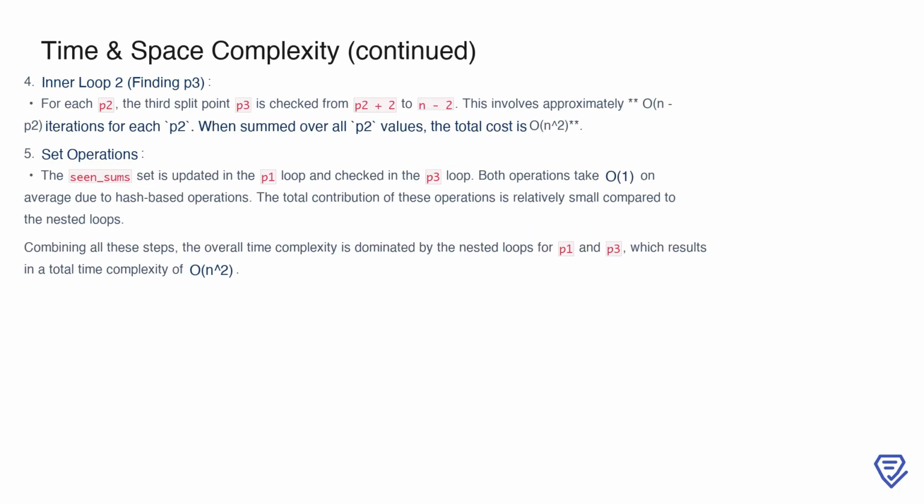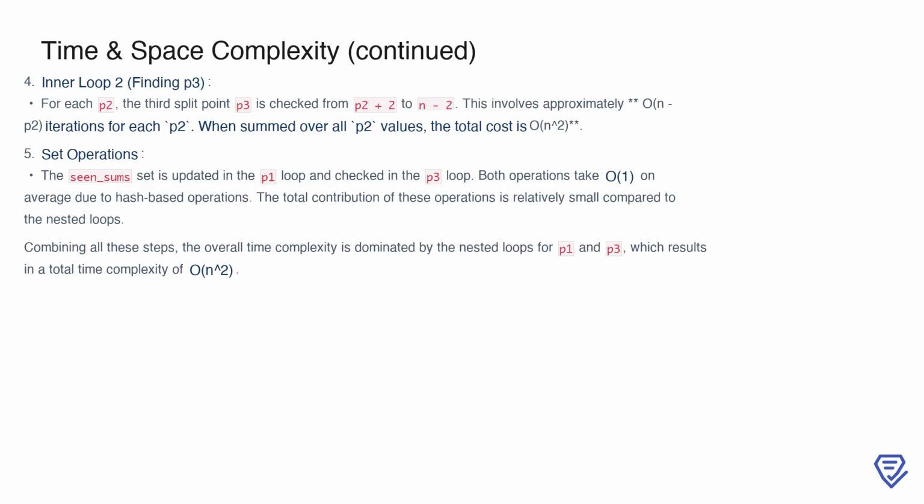Now, let's look at the second inner loop, which focuses on finding the third split point, P3. For each P2, this loop checks indices from P2 plus 2 to n-2, which involves around n - P2 iterations per P2. When summed over all possible P2 values, this results in a total cost of O(n²).